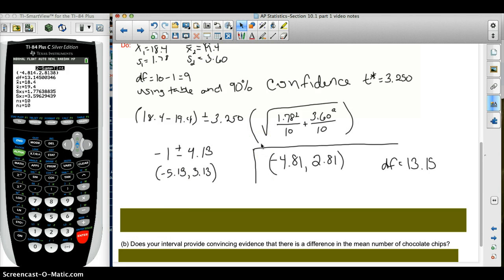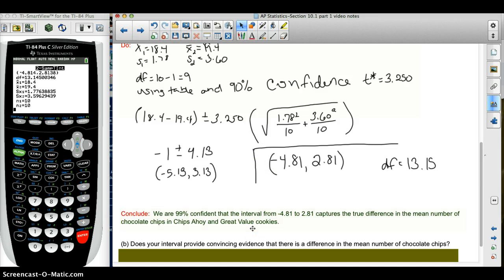Okay, so after we go through and do our do piece, remember you have to do your conclude. So remember, compare to see what our interval is, and write your statement. So we are 99% confident that the interval from -4.81 to 2.81 captures the true difference in the mean number of chocolate chips in Chips Ahoy and Great Value cookies. Remember, make sure you're using the word captures or contains, and we're talking about the true difference in means. So make sure you're including the difference in the means and what it is that we're talking about.